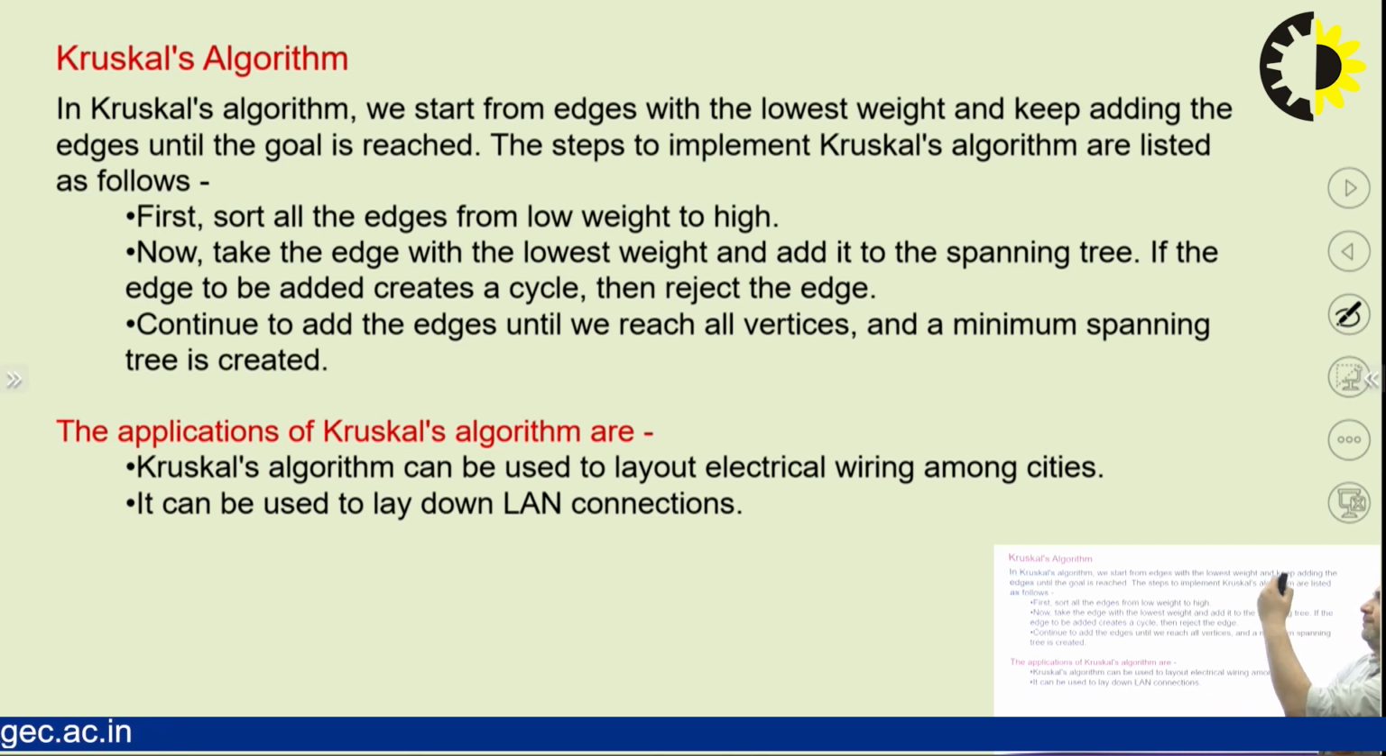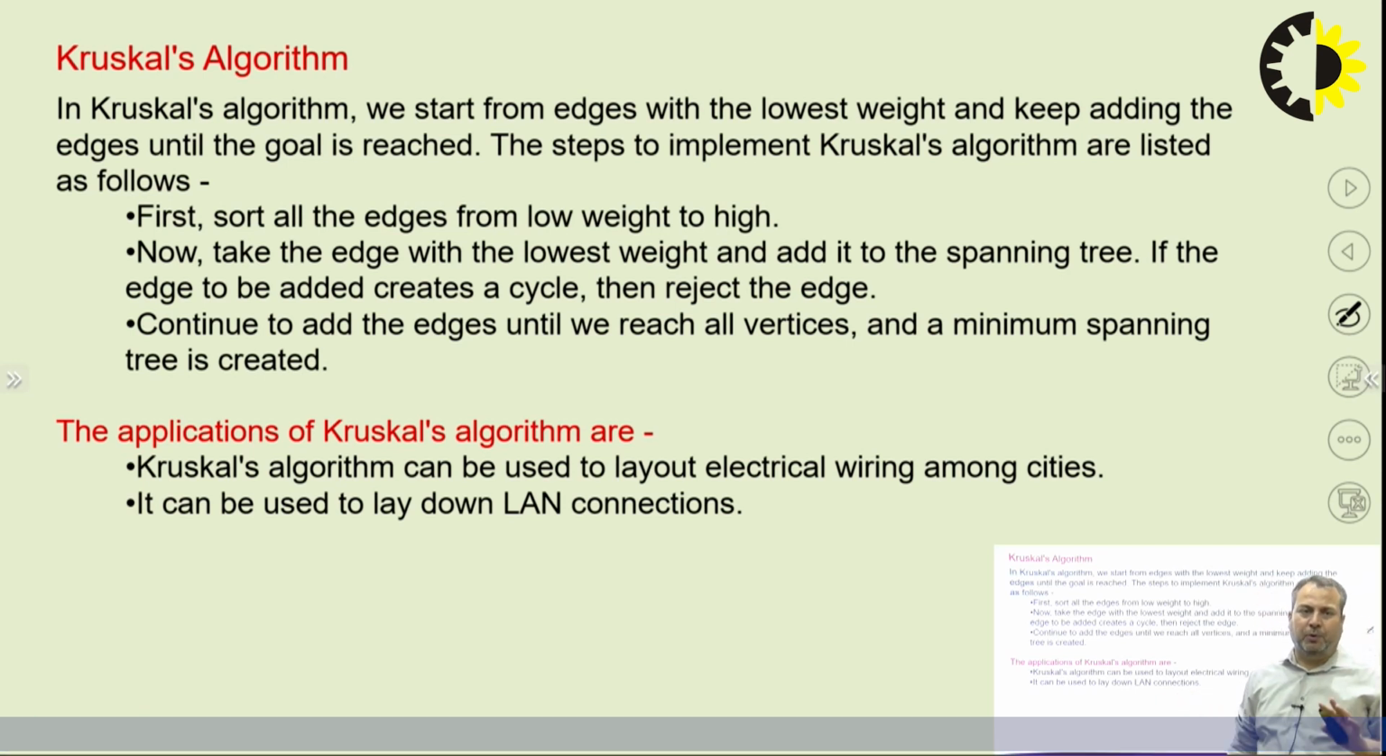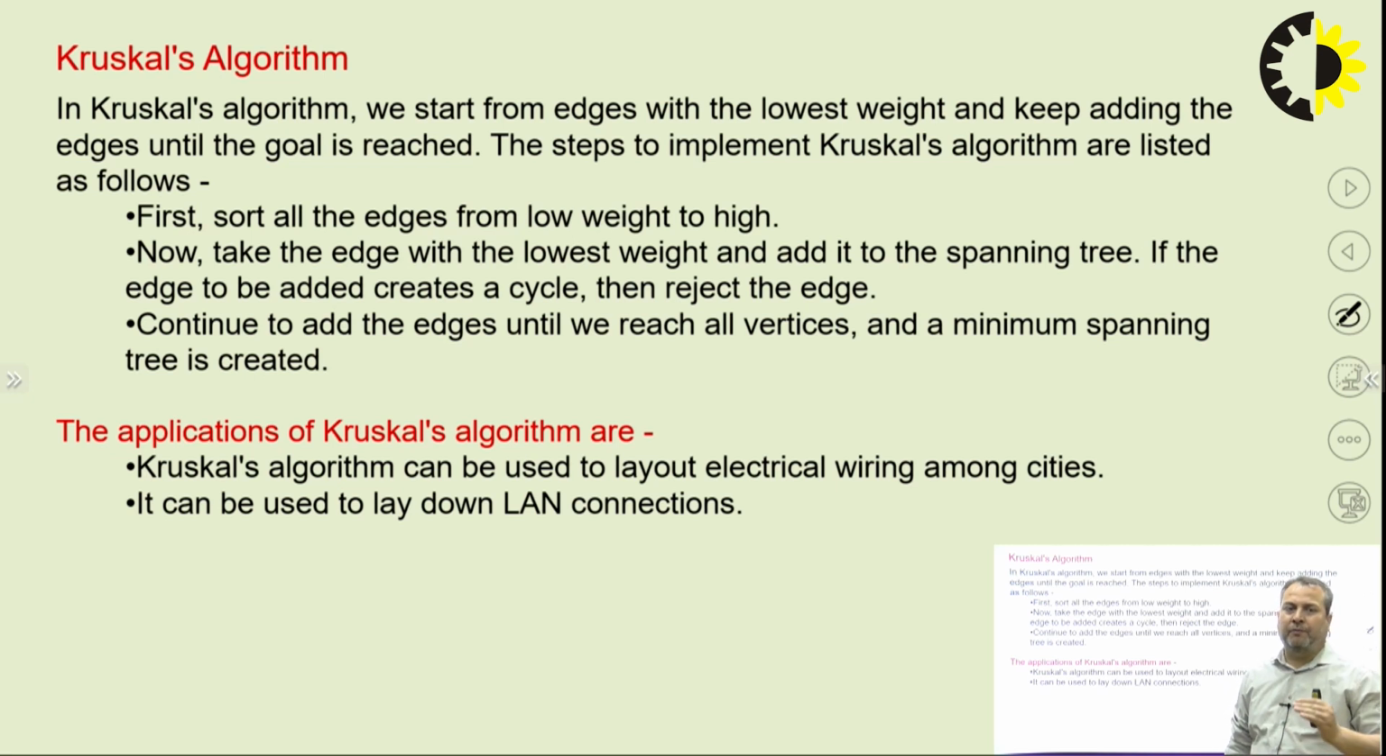Next is Kruskal's algorithm. Kruskal's and Prim's are both algorithms used to find the MST of any graph. There is just a little difference in the process. First, we sort all the edges from minimum to maximum. If a graph has many edges, we write the edges in increasing order of their weight. Means we sort all the edges and write them. So the first step is to sort all the edges from low weight to high.